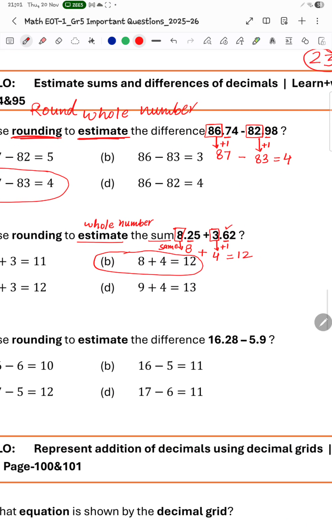Let's do the next problem. Make the whole number in the box. Look at the next digit. Not good. Keep it the same. So this will remain 16.